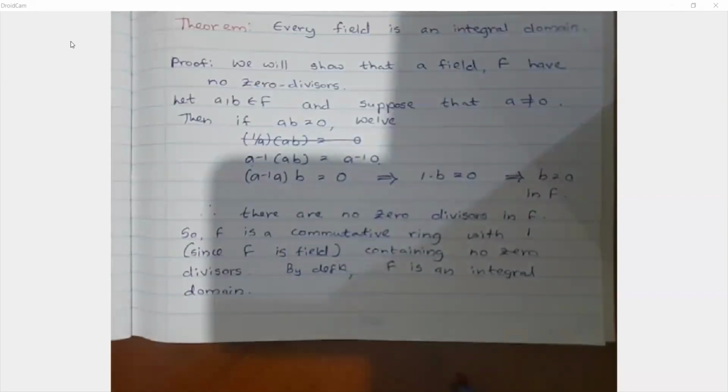Now, if you look at the statement once again, every field is an integral domain, but not every integral domain is a field. For example, the ring of integers is an integral domain, but it's not a field, because if you take 2 in the ring of integers, it has no multiplicative inverse in Z. Therefore, it's not a field.